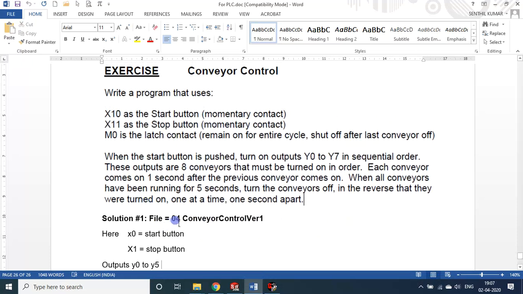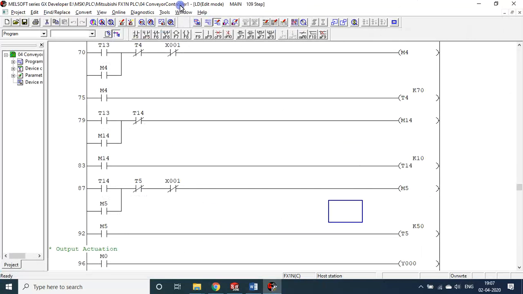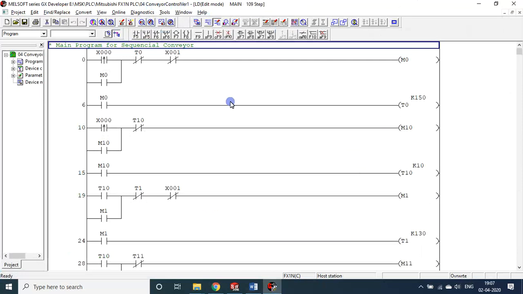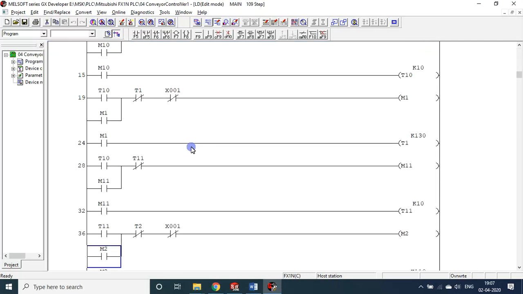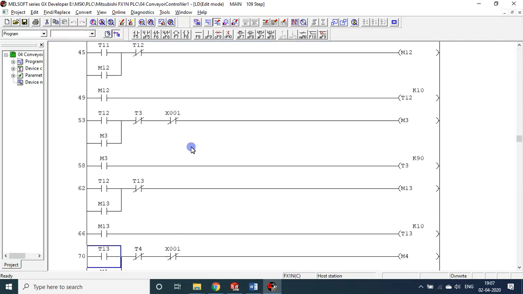For that, I used a program file named 04 conveyor control version 1. So this is the file. 04 conveyor control version 1. So this is the program. Before explaining from the top, let me explain from the bottom, then only it will be understandable to you.